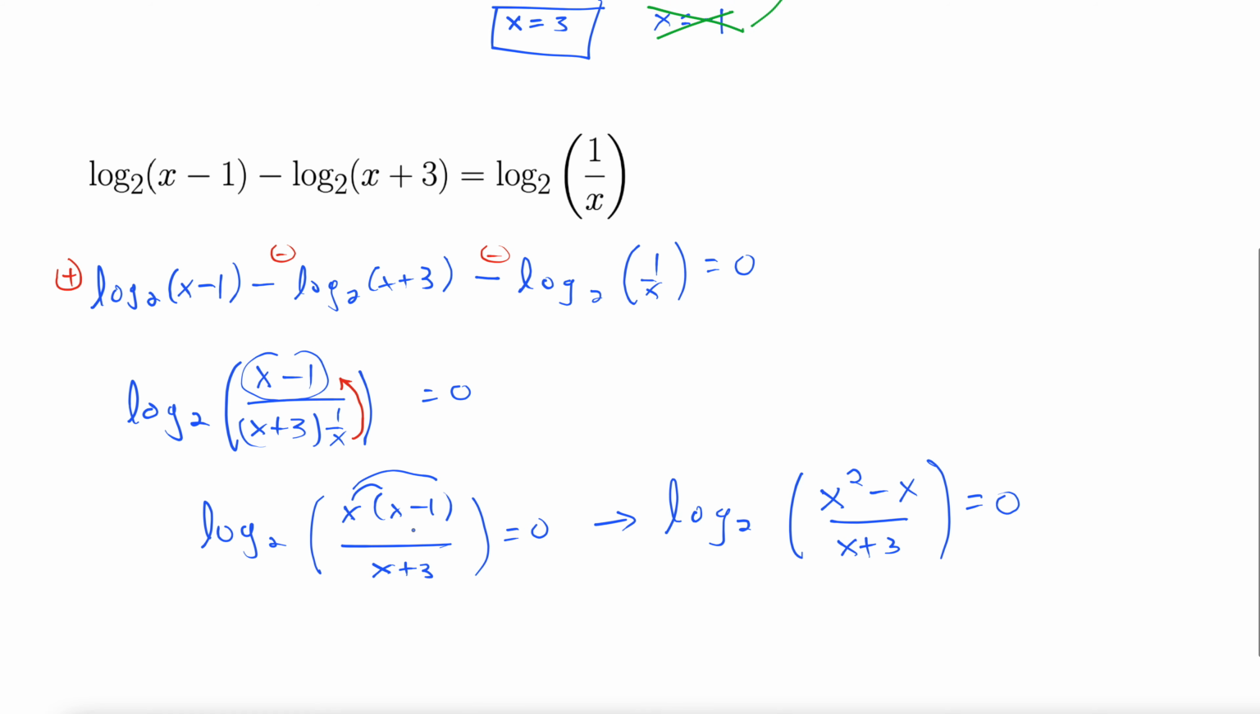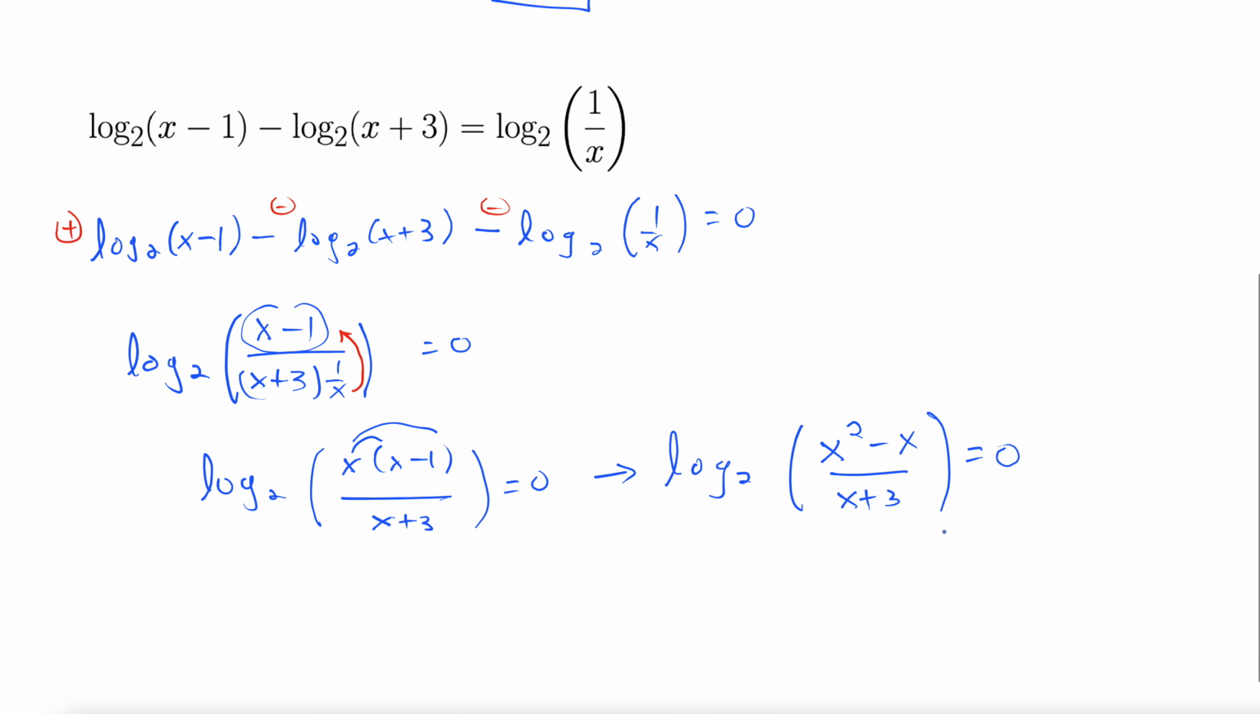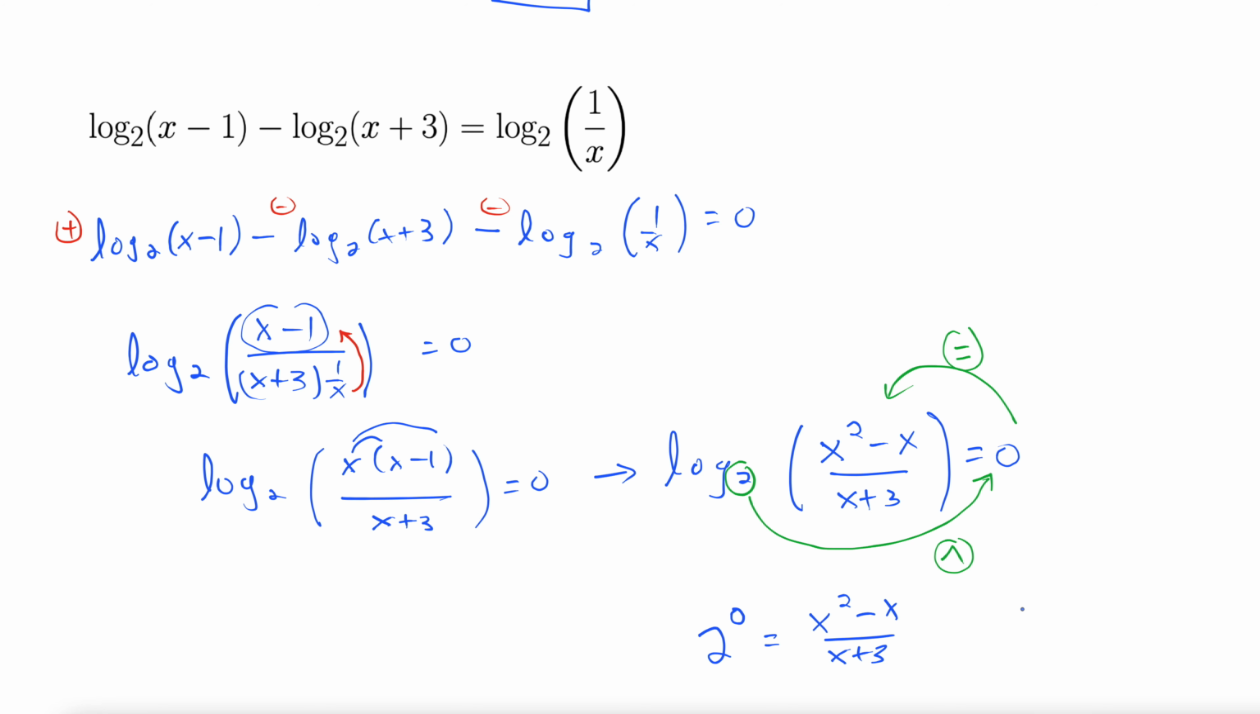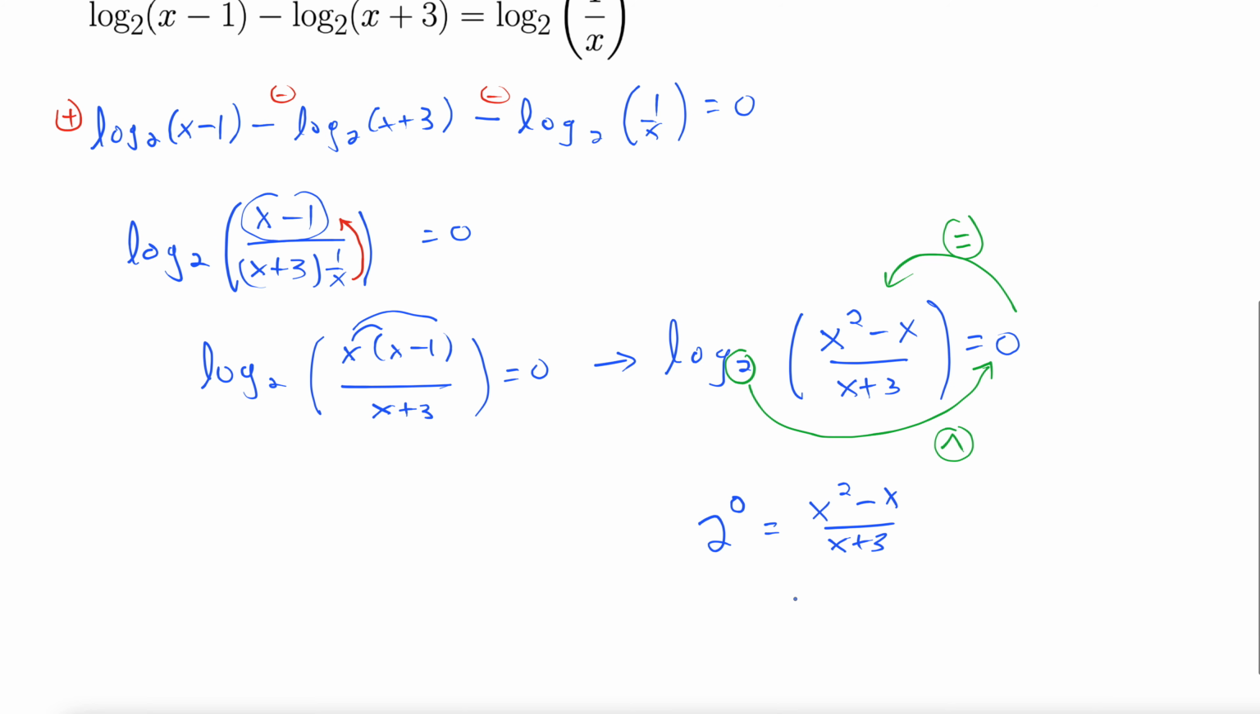Now once we get a logarithmic equation like this, where we have a log on one side but a constant of some kind on the other side, we convert to exponential form. So we take the base around to the exponent, and back inside for the equals. So 2 to the power of 0 equals x squared minus x over x plus 3. Wonderful.